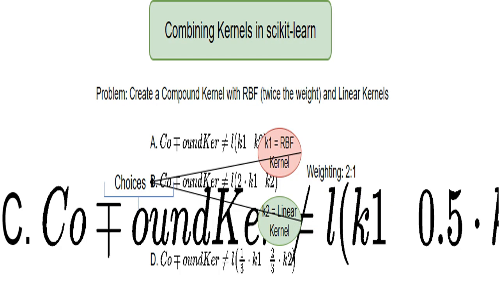In this case, I am reducing the weight of the linear kernel to half while keeping the RBF kernel's weight at 1. Like option B, this gets the 2:1 ratio but isn't normalized. Again, while it works, option D is preferred for better clarity and mathematical rigor.